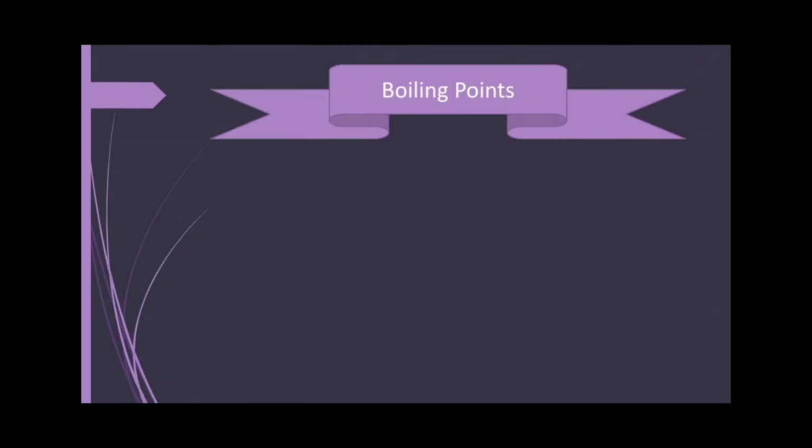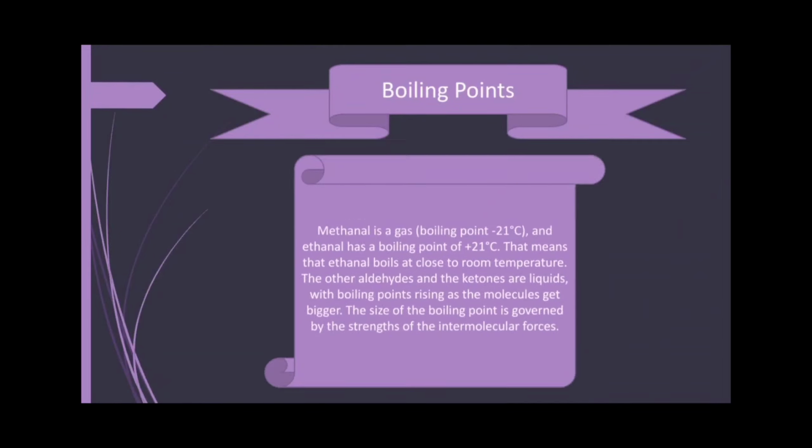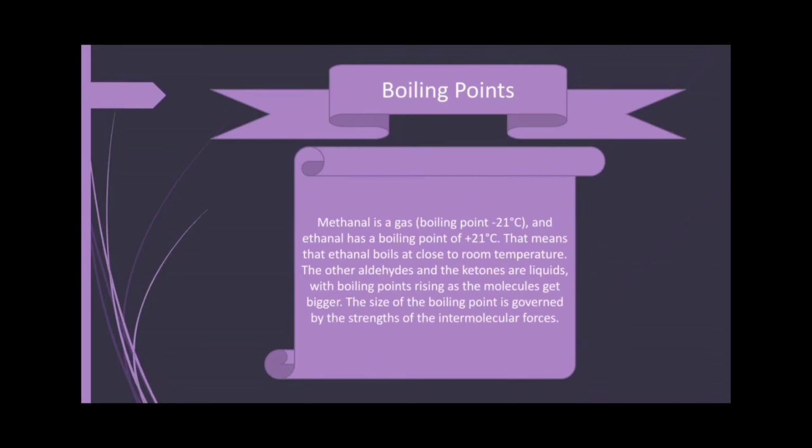Now let's talk about the boiling points of aldehydes and ketones. Methanal is a gas that has a boiling point of negative 21 degrees Celsius and ethanal has a boiling point of positive 21 degrees Celsius. That means that ethanal boils at close to room temperature. The other aldehydes and the ketones are liquids, with boiling points rising as the molecules get bigger.